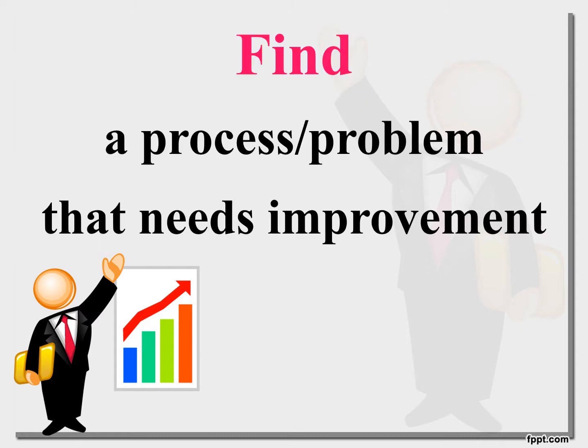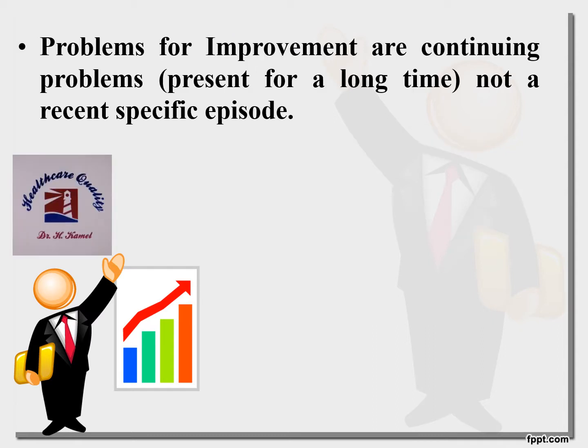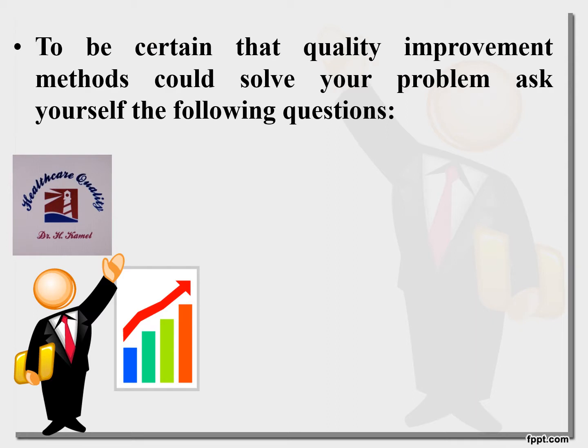Find a process or a problem that needs improvement. Problems for improvement are continuing problems present for a long time, not a recent specific episode. To be certain that quality improvement methods could solve your problem, ask yourself the following questions.